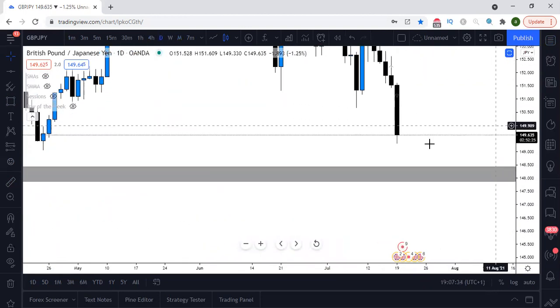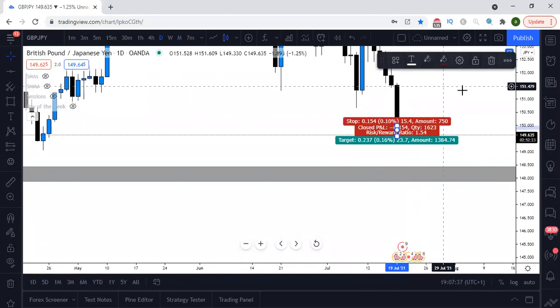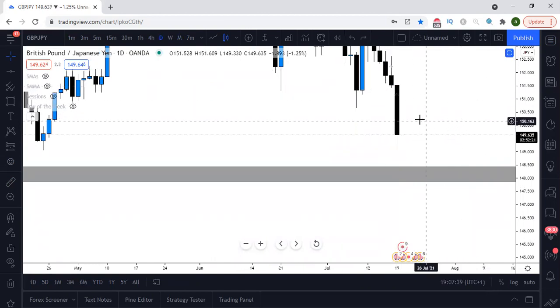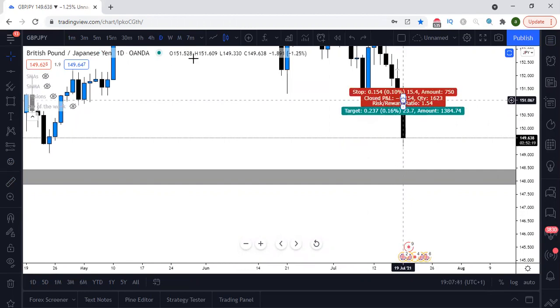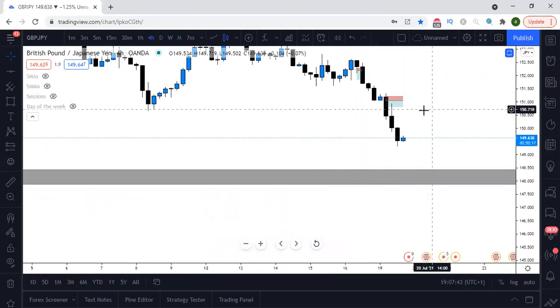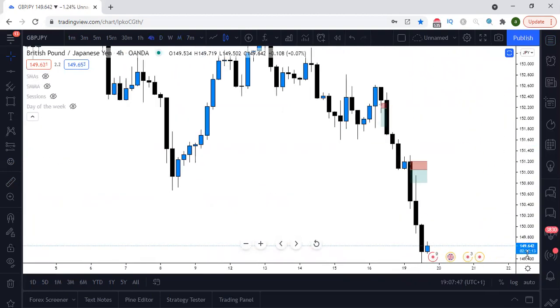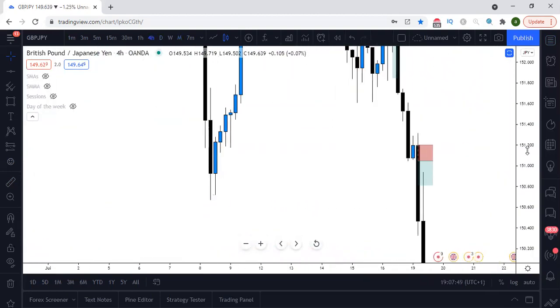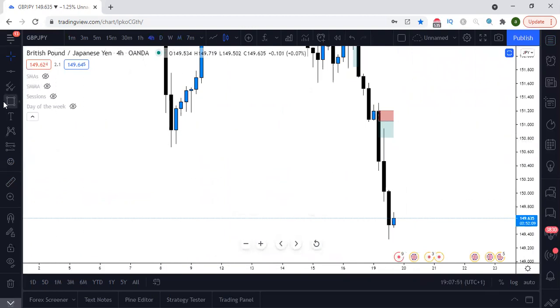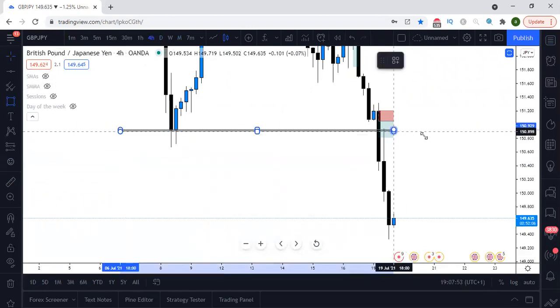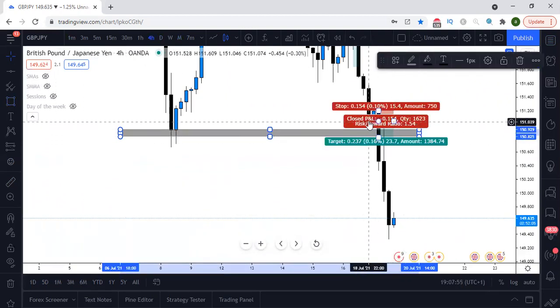Daily was bearish, with a nice rejection wick at the top. And when I came on to the 4 hour, which was over here, again, a very, very weak bullish candle. And what you can do is draw your zone out here. You've got a weak bullish candle.